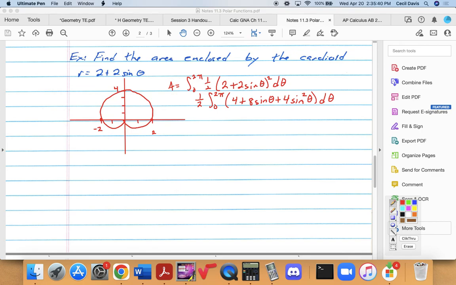However, I do know that sine squared of theta is 1/2 of 1 minus cosine 2 theta.